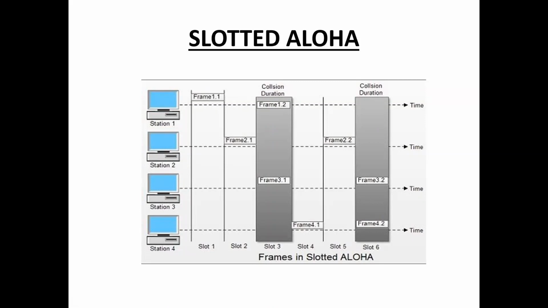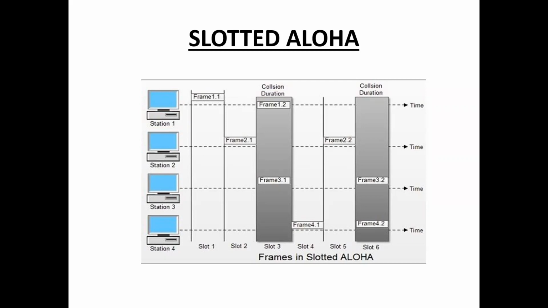If a collision occurs, all stations should be able to detect the collision, and the frames lost due to collisions are retransmitted.